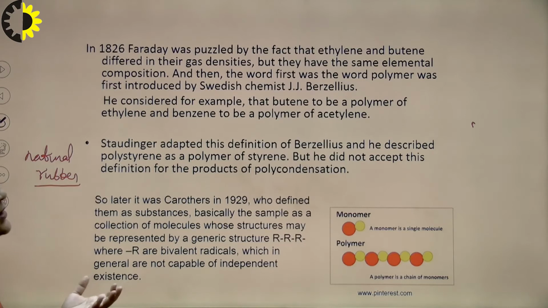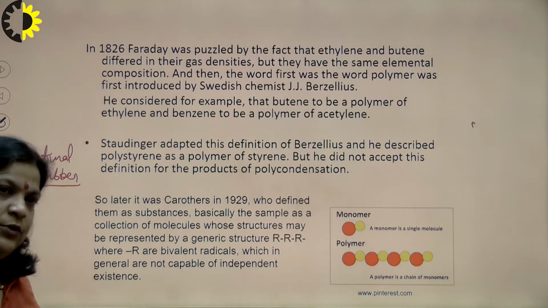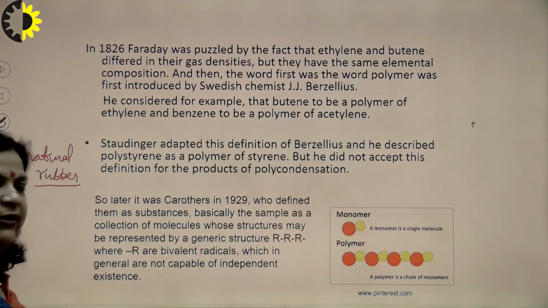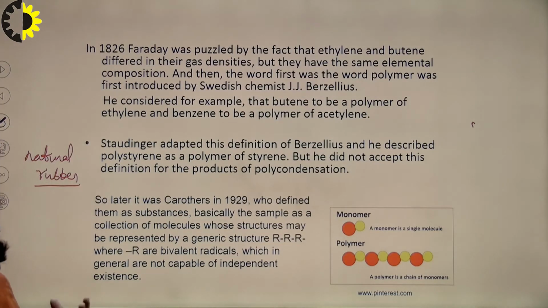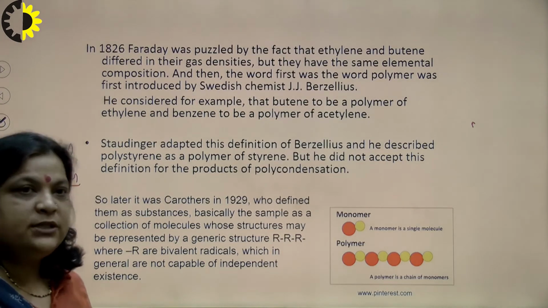But after the 19th century, in 1907, there were lots of polymers which were used, and in the form of rubber, various rubbers like Buna S and Buna N were synthesized. In 1826, Faraday was puzzled by the fact that ethylene and butene differ in gas densities, but are the same in elemental composition.